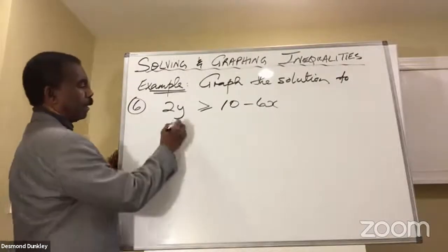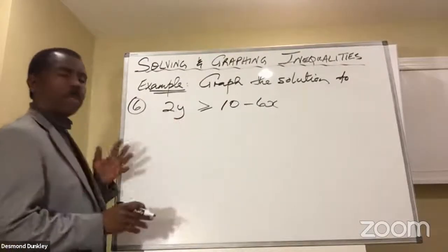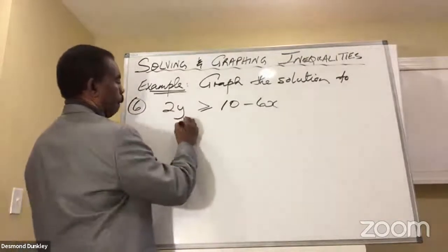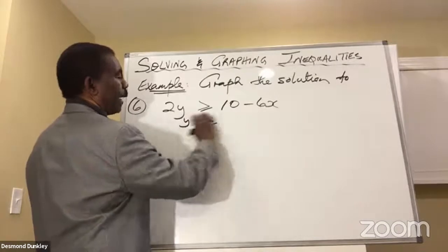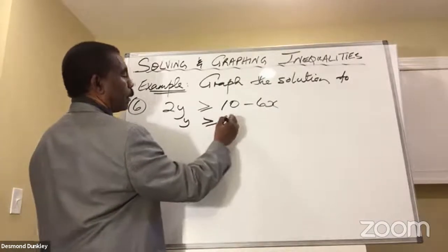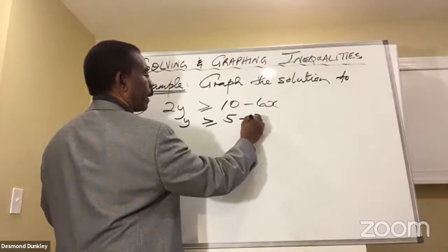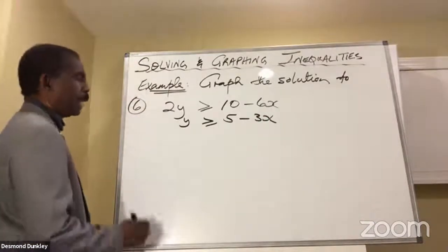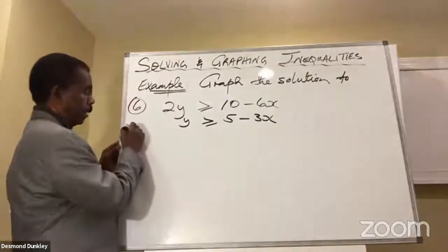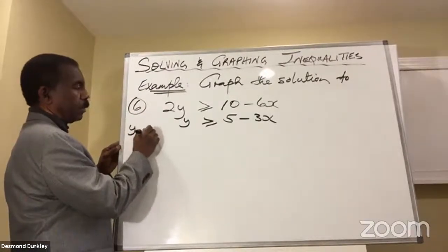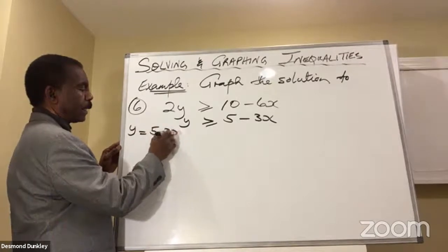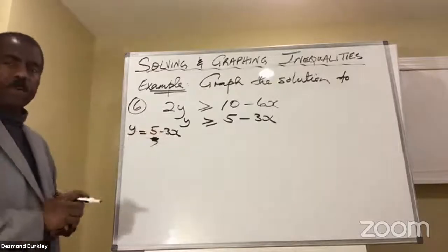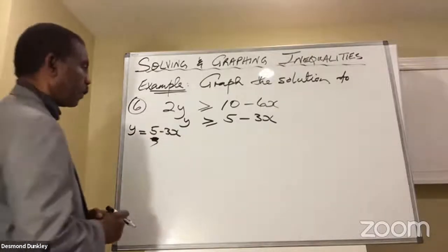So what do we see here? For the graph, you want to get y by itself. So y is greater than or equal to, I'm dividing both sides by 2, 5 minus 3x. So we're going to consider the line y equal to 5 minus 3x. So this is your y-intercept, and that is your slope. Okay, so here we go.